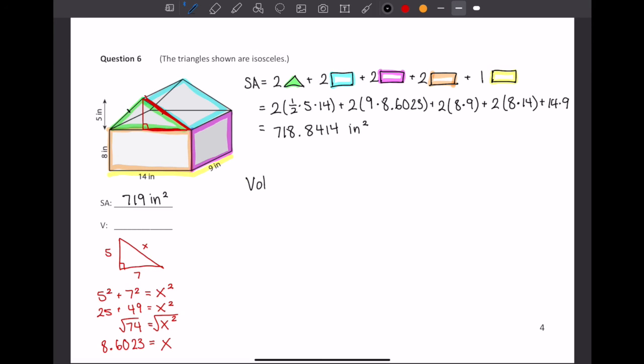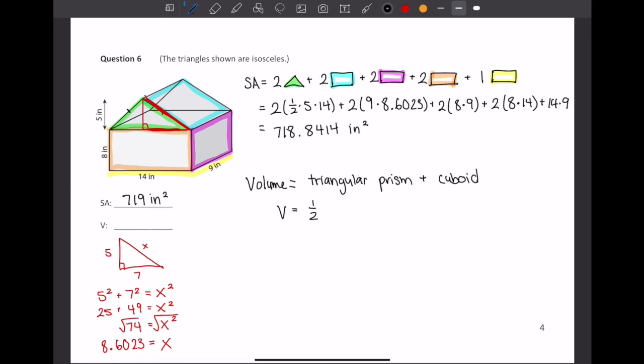And now the volume of this house means we're going to find the volume of the triangular prism and add to it the volume of the cuboid. So V equals, the volume of the triangular prism is going to be to find the area of the base and multiply it by the height. In this case, our triangular prism base is the green triangle.